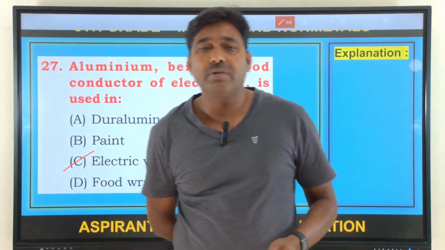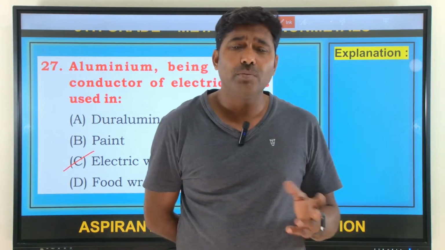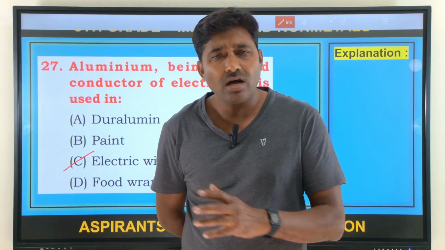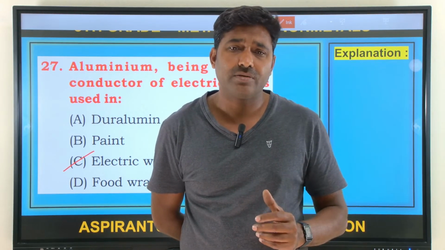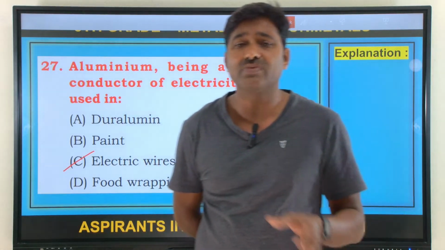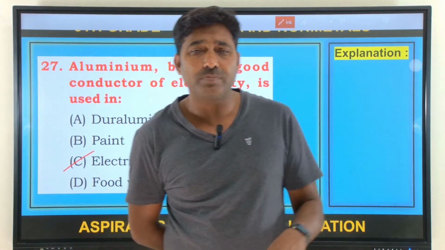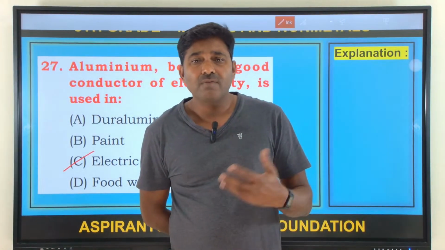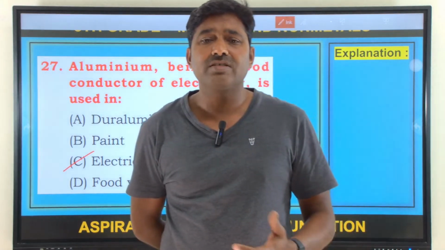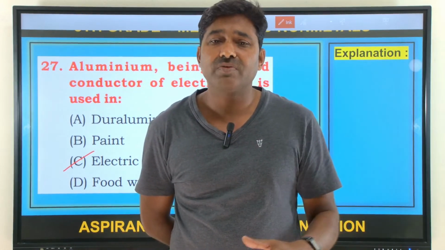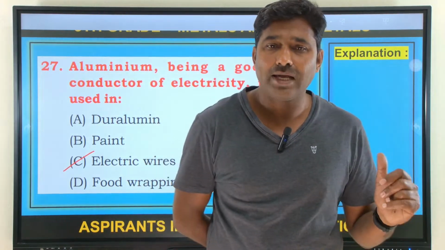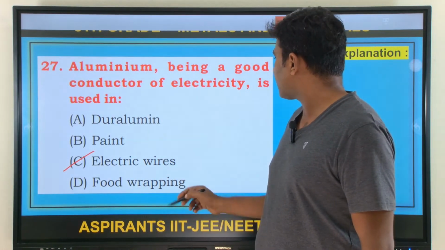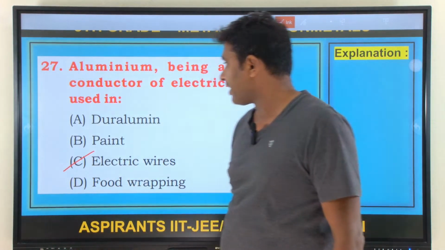If we consider metals like aluminium, copper, silver, gold, these are all good conductors of electricity because their electrical resistivity is very low. Resistivity is reciprocal to conductivity. So their resistivity is low. Opposition to the flow of current is very low. That means they allow the flow of current through them. That is why they act as good conductors of electricity. So here aluminium, being a good conductor of electricity, is used as electric wires.